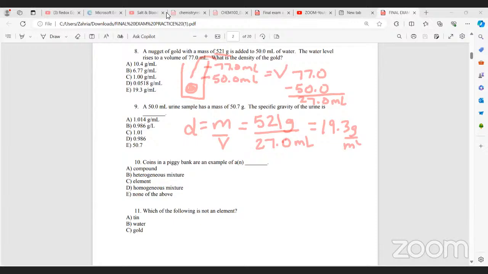Okay, right here, 19.3. And again, guys, we're looking at number 8 right there, okay? So 19.3 is the answer, letter E.